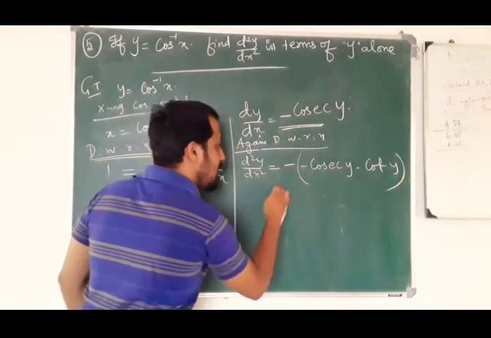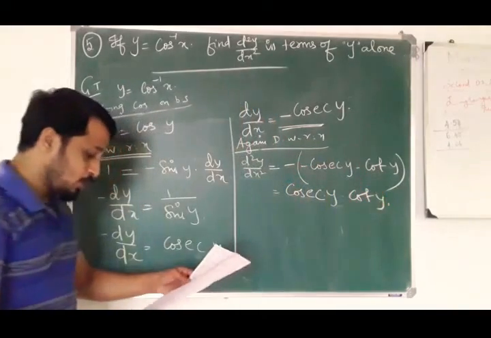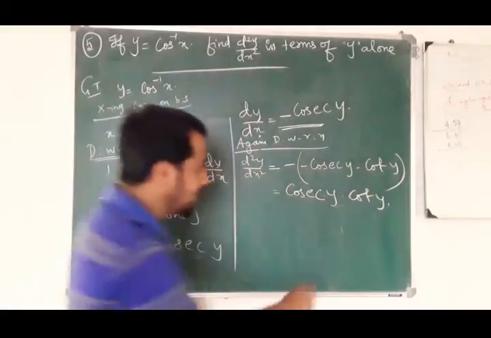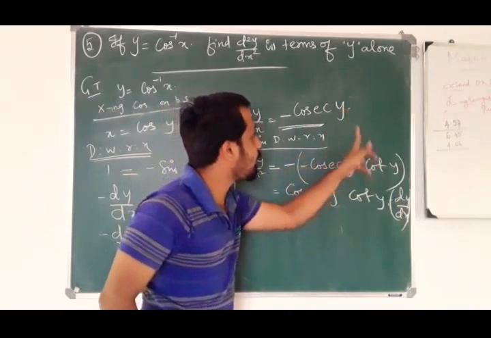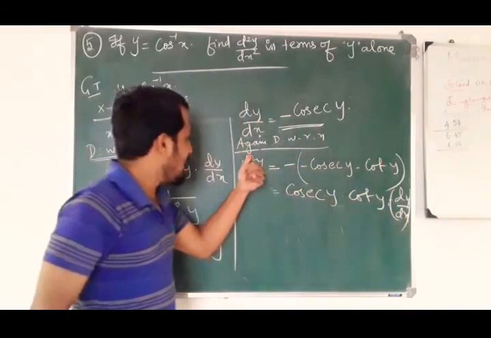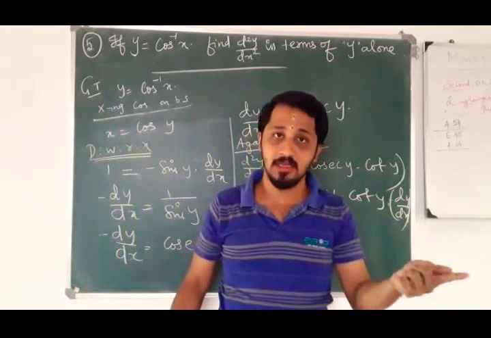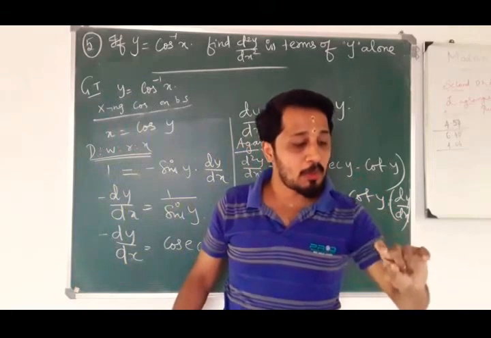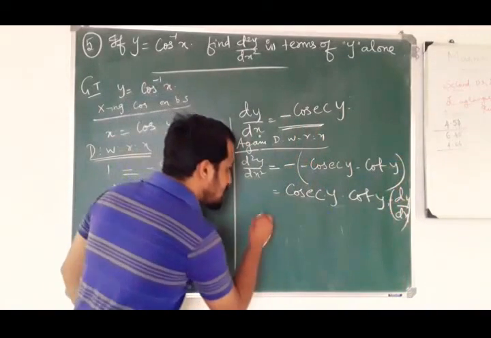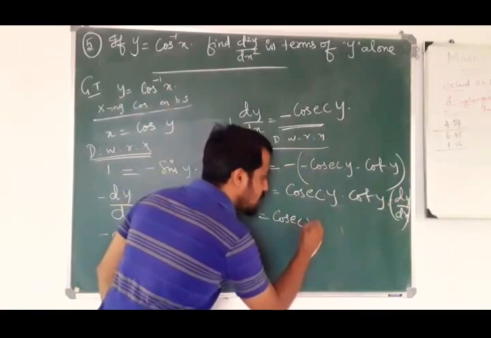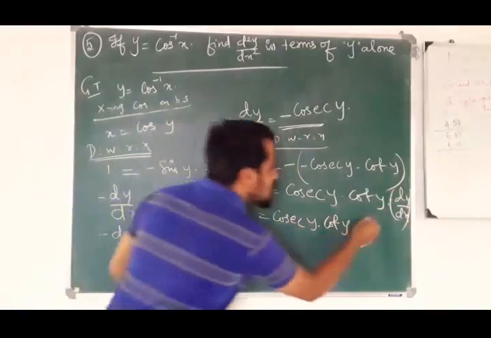The two minus signs will become plus. So cosec y into cot y into dy by dx. How come this dy by dx? Because in place of x I have y, that's why into dy by dx. Now listen carefully: cosec y into cot y into, what is dy by dx? Already I have minus cosec y.